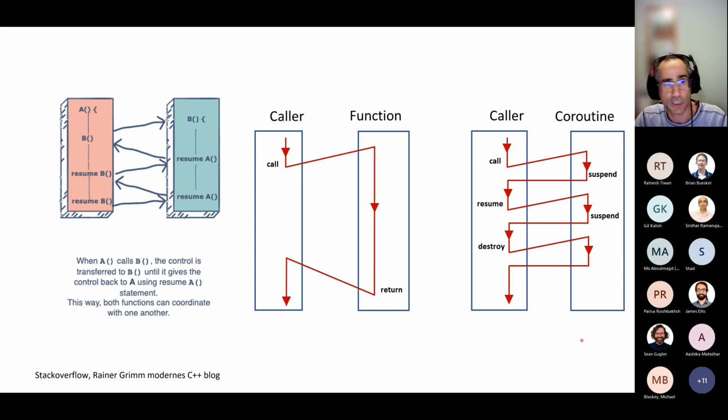If you just Google or Bing, whatever your favorite search engine, for C++ coroutine, in images I found two images. One is from Rainer, ModernesCpp, which is the one on the right hand side, and one from Stack Overflow.